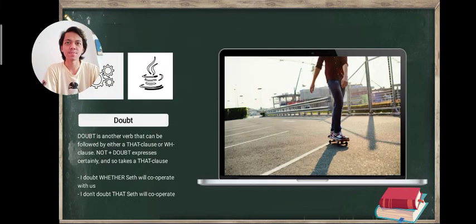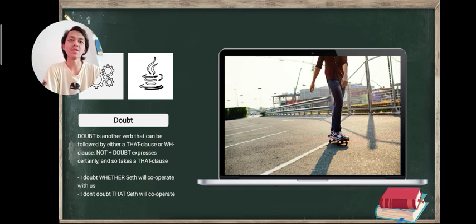Okay, next. Doubt. Doubt is another verb that can be followed by either a that clause or a WH clause. Not plus doubt expresses certainty, and so takes a that clause. For example, I doubt whether Seth will cooperate with us, or I don't doubt that Seth will cooperate with us.